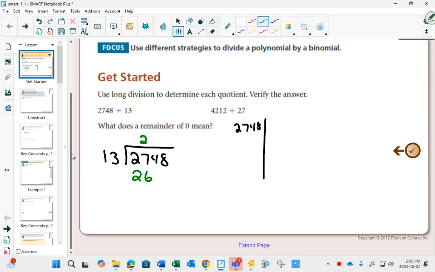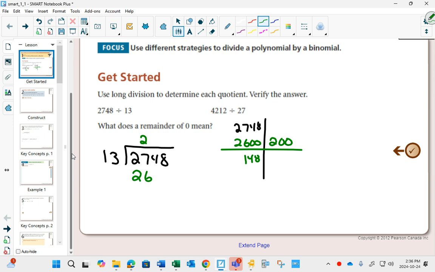Now, what really is happening here, and the reason it was important to put the 2 above the 7, is that it really represents 200. And so sometimes another technique was to say, I can get 200 13s, and 200 times 13 is 2600, that would leave me with 148. So this is another style.